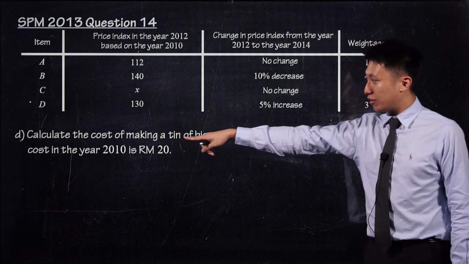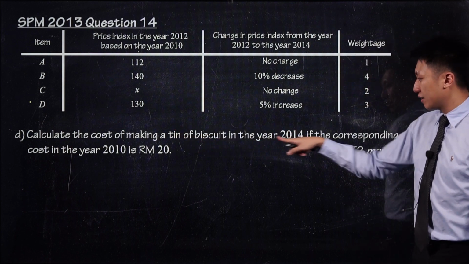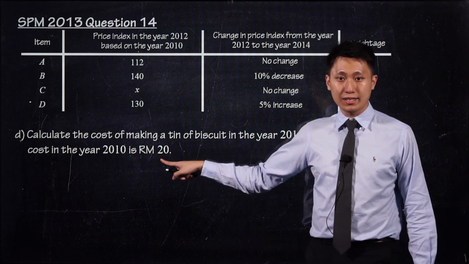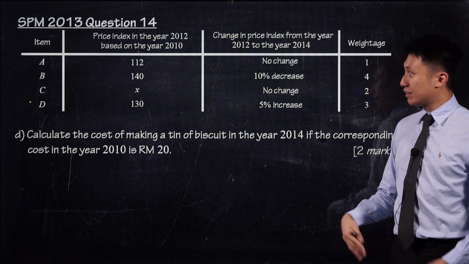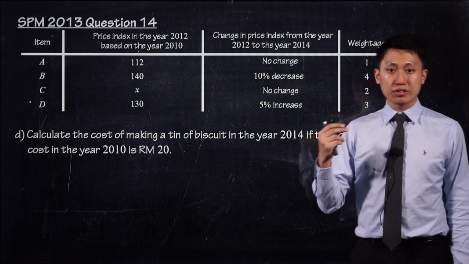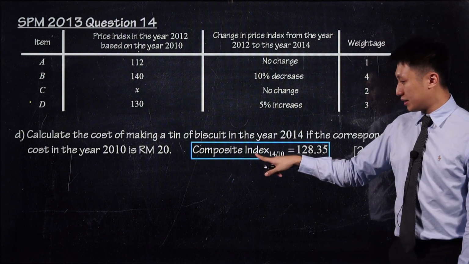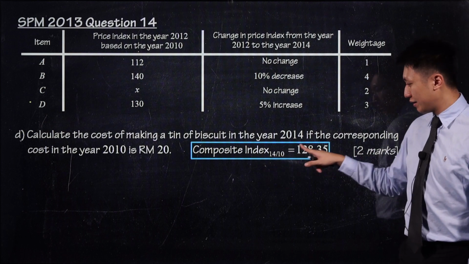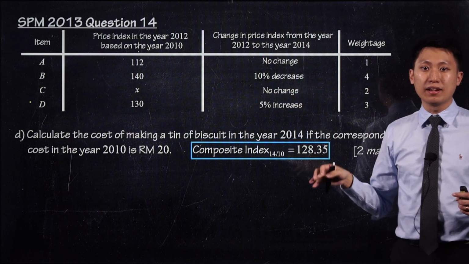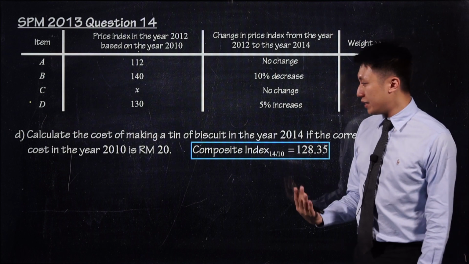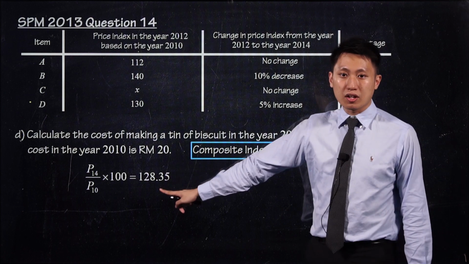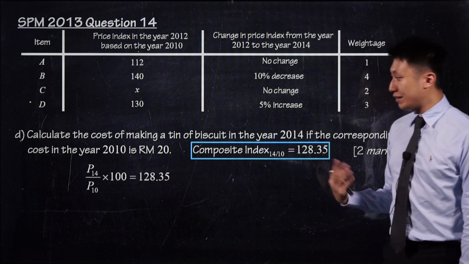So this one, calculate the cost of making a tin of biscuit in the year 2014 if the corresponding cost in 2010 is RM20. So now it's only say a tin of biscuit, and these items are the ingredients, right? Okay, so you're going to use composite index here, right? So now just now we found that I14/10 is 128.35. That's a composite index, the whole thing inclusive of the weightage you have taken into account, right? So now it's very simple now. This is your formula. You just need to remember that you are using the composite index over here.